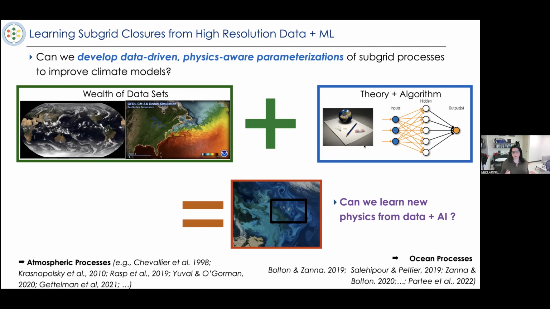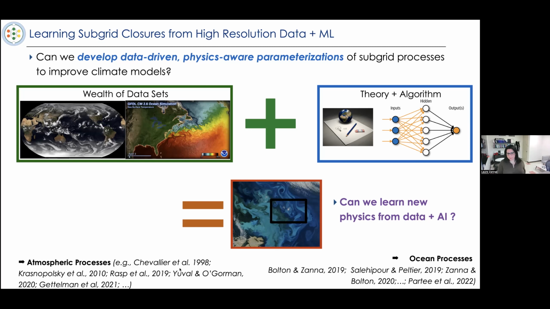So rather than deciding a priori what mathematical operator I should be using, let's just let an algorithm figure it out, by giving it some input, which is going to be the resolved scale, and the output is going to be the subgrid closure, in our case, mesoscale eddies. This idea is not new.